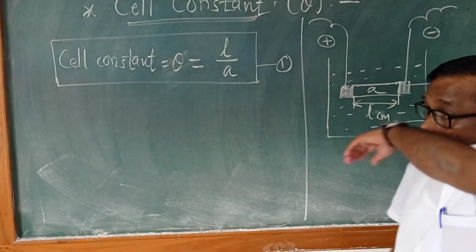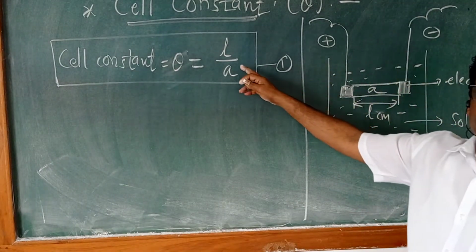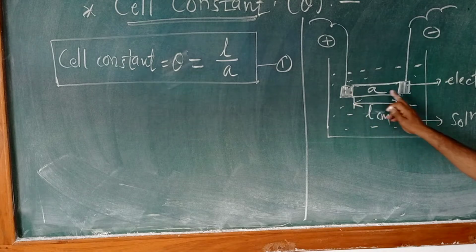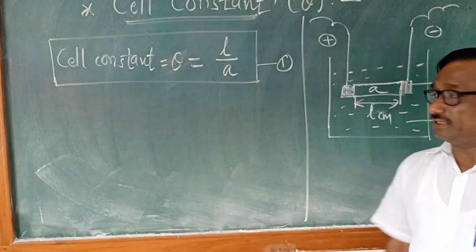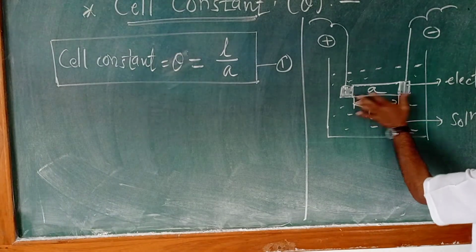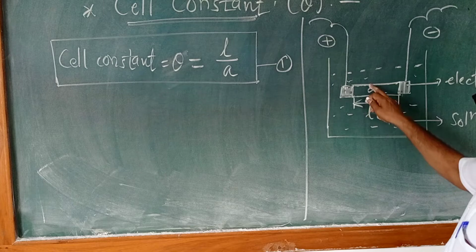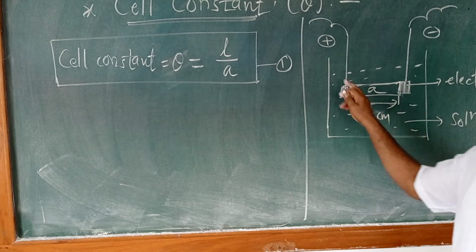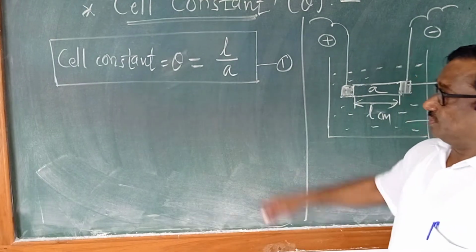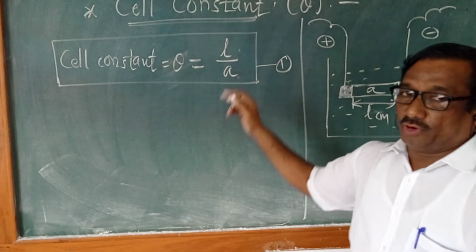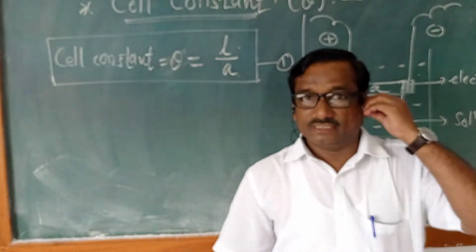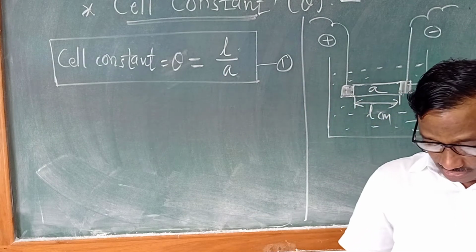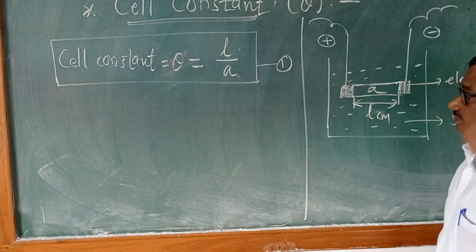Once again, it is a ratio of the distance between the two electrodes, or length of separation of the two electrodes, or length of the conductor, to the cross-sectional area of the conductor. This ratio L upon A remains constant. Therefore, it is called the cell constant.